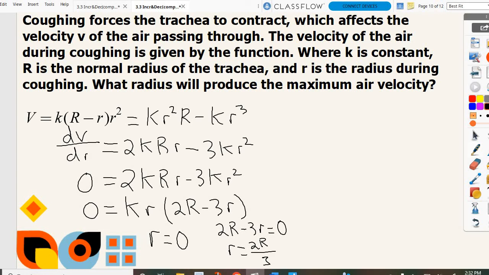Alright. Are we all okay up until this point? So then, remember, what's my next step? Find the maximum, by drawing my number line.